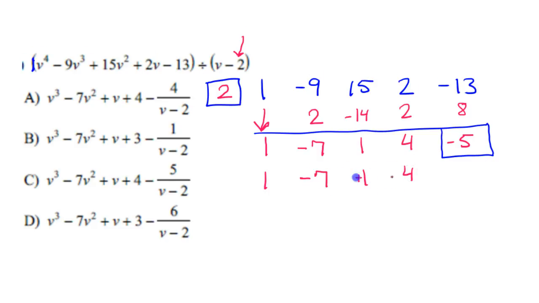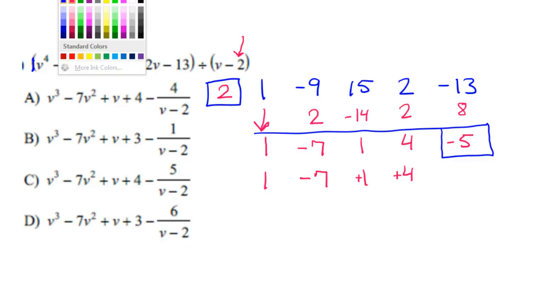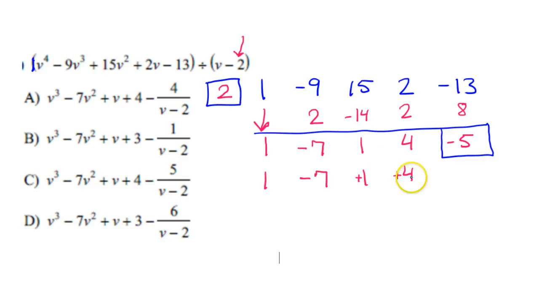okay, now I'm just going to put a plus in front of the positive ones. Now I'm going to put in those variables. So this is the constant, so that means this is the x term, this will be the x squared term, and this will be the x to the 3rd power term.